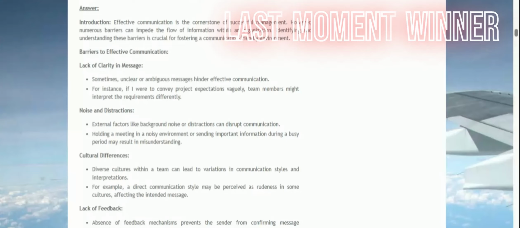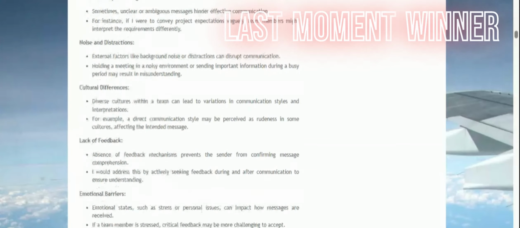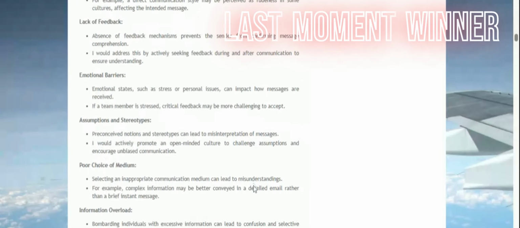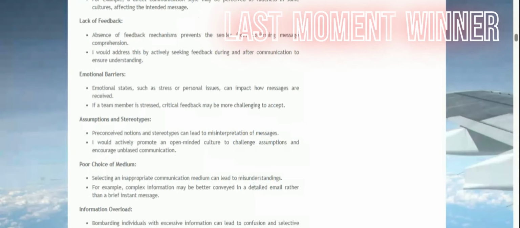Emotional barriers. Emotional states, such as stress or personal issues, can impact how messages are received. If a team member is stressed, critical feedback may be more challenging to accept. Assumptions and stereotypes. Preconceived notions and stereotypes can lead to misinterpretation of messages. I would actively promote an open-minded culture to challenge assumptions and encourage unbiased communication.